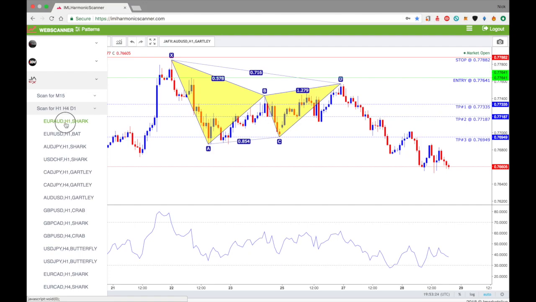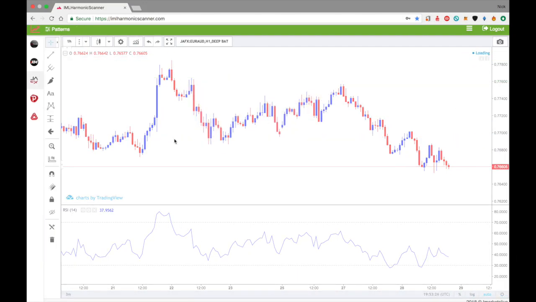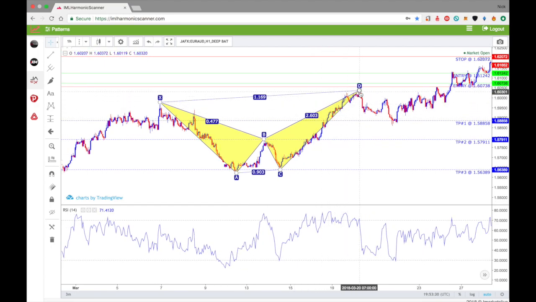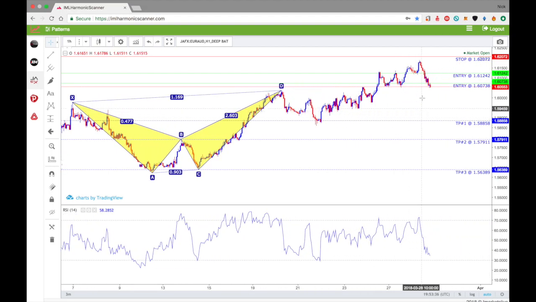So right now, let's click on Euro AUD H1 time frame. It loads up. It looks like they wanted us to enter at point D. It came down, hit take profit number 1, but came back up, and it's right now close to the entry. Honestly, I would not do this trade, only because it's already run its course to the take profit. So the scanner already tells you, okay, take profit 1.